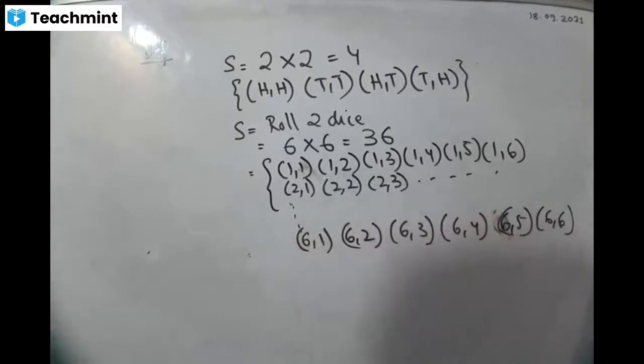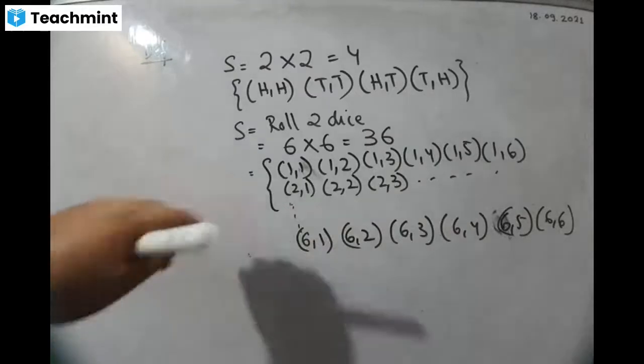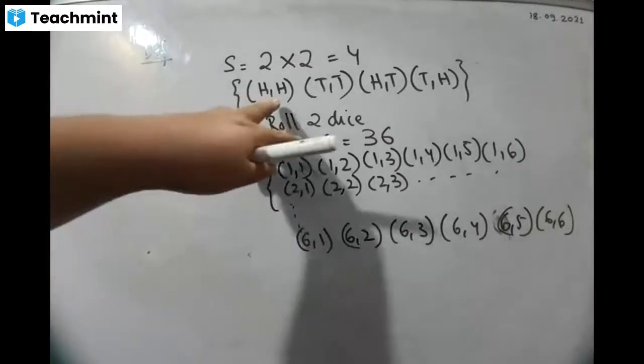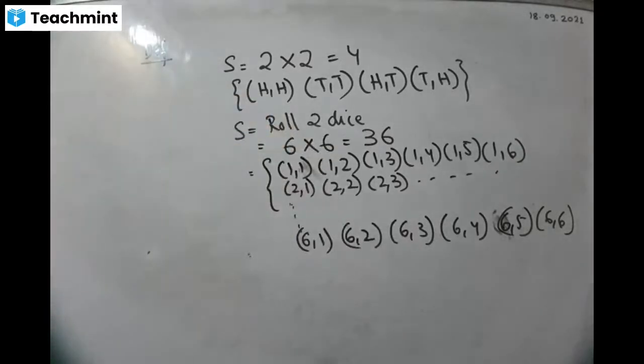So you can see 36 were outcomes. How? 6 and 6, so 6 6s are 36. So these are the sample space. So when the number of experiments keeps on increasing, we do not find out the sample space, but how many outcomes you will get, that is more than enough.